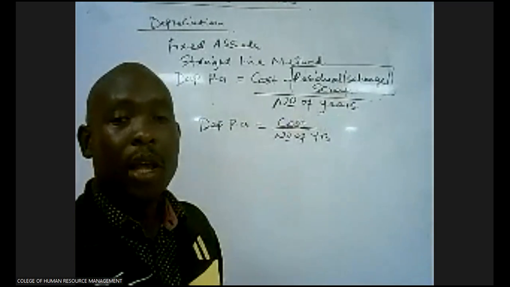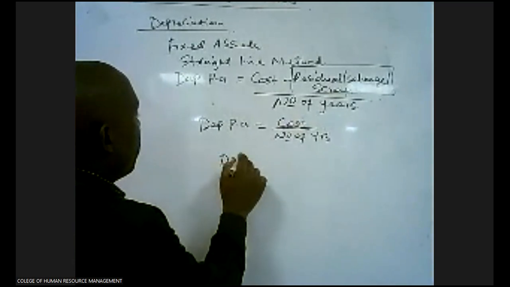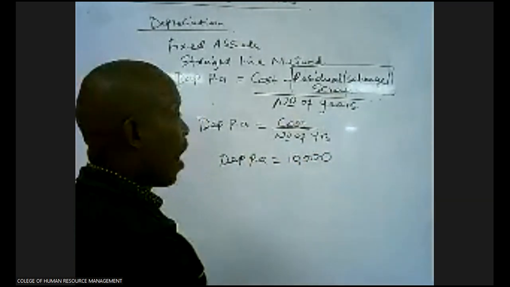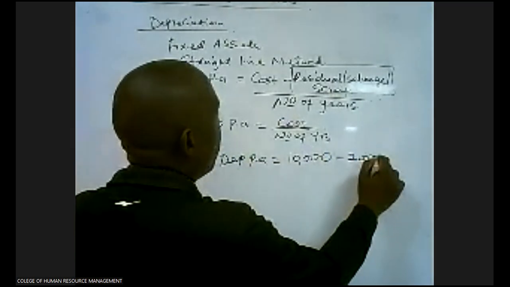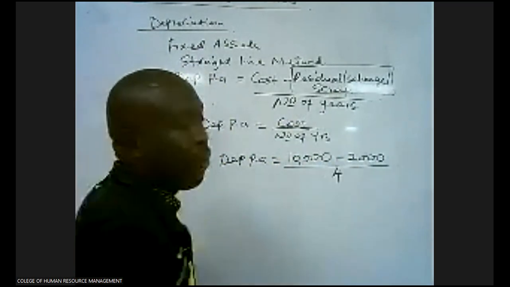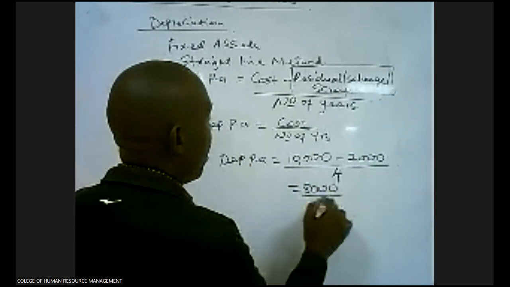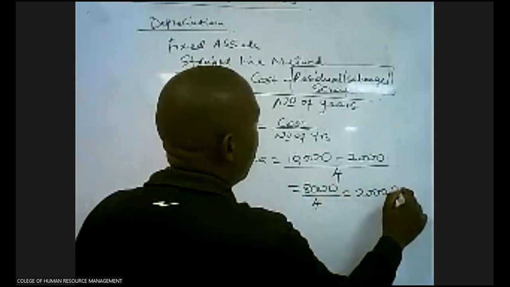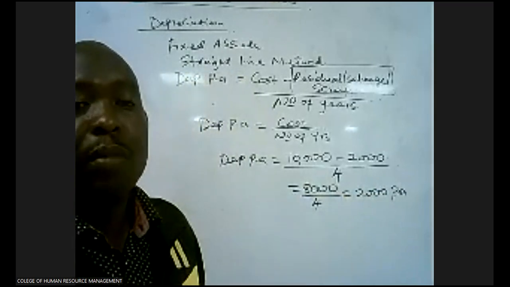So if I have bought a furniture, the cost is 10,000. I'm going to use it for 4 years, and then after 4 years, I can dispose of it at 2,000. So I'll take 10,000 minus the 2,000, divided by 4, the number of years I will use it in my business. So this will be 8,000 divided by 4, which is 2,000 per annum. Every year, my furniture will be reducing by 2,000.